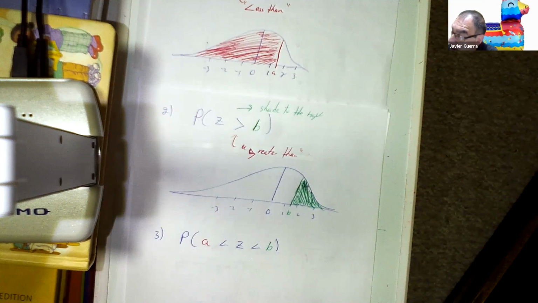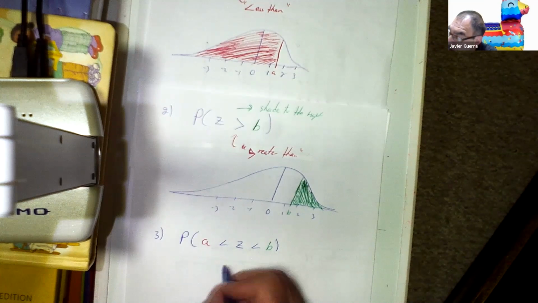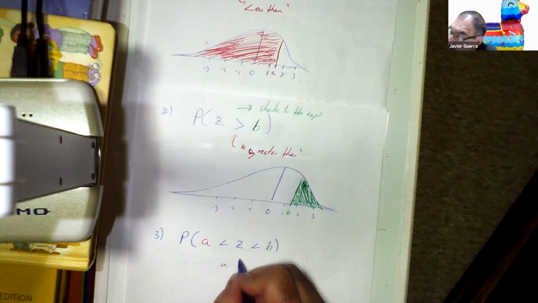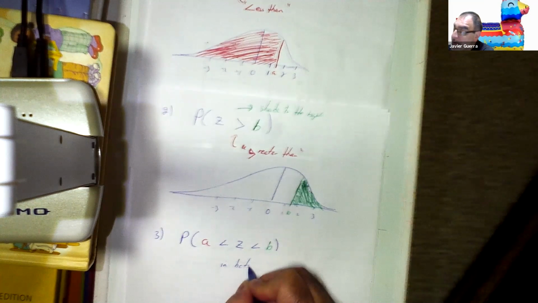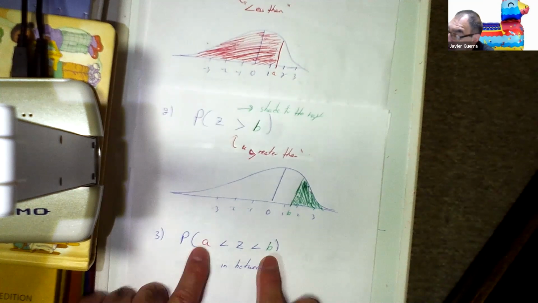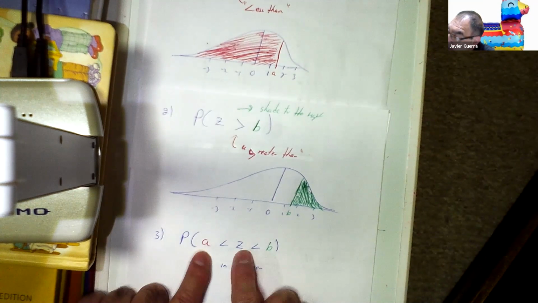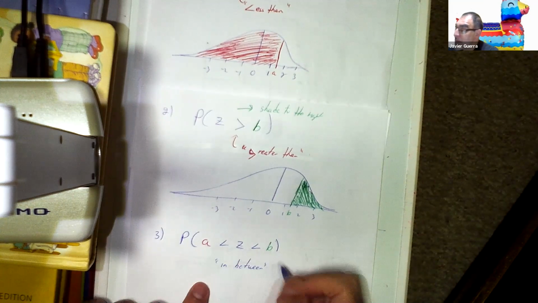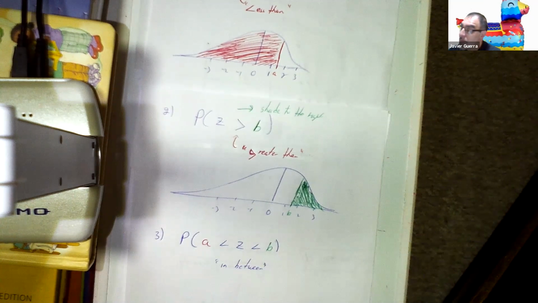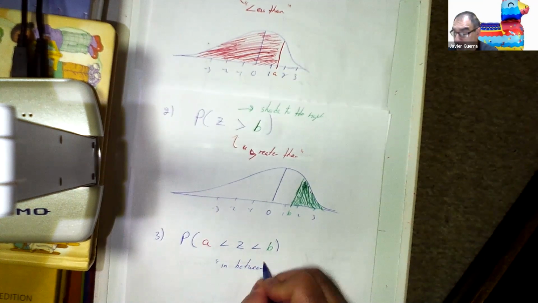This one is the betweens. Notice where is Z with respect to the A and the B? It's in between. So this one is an in between. That's an in between.